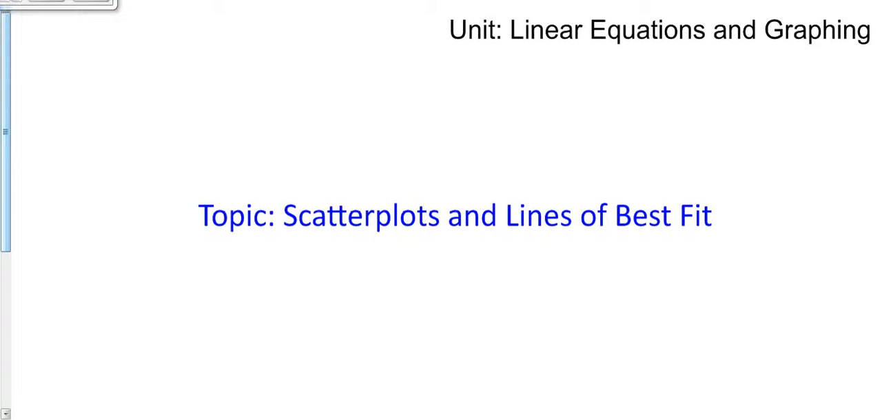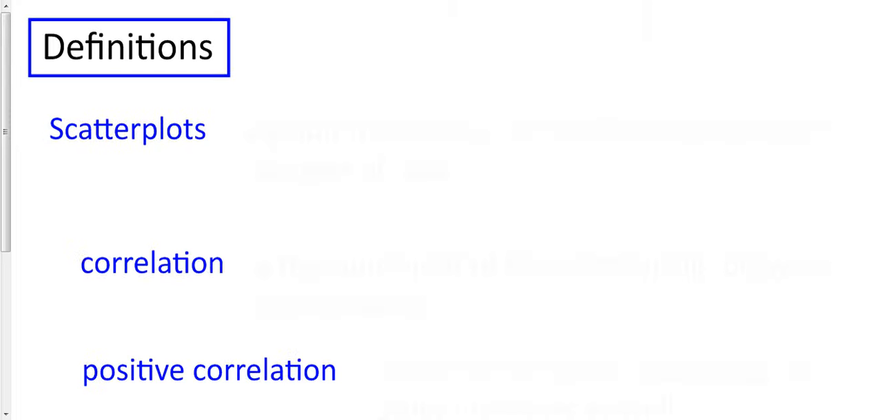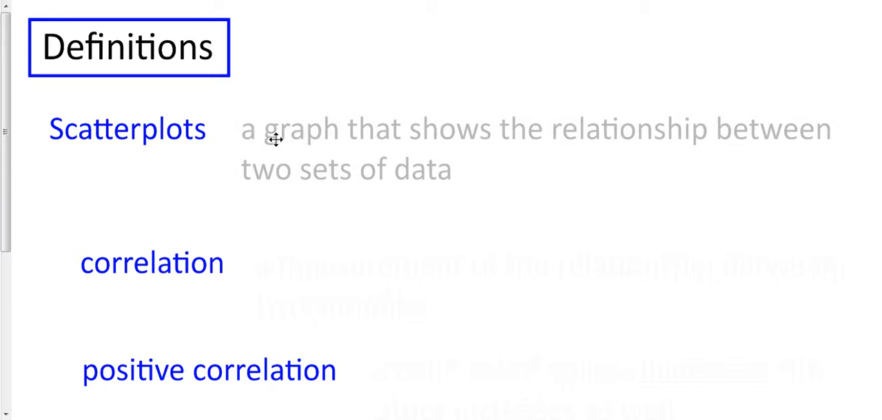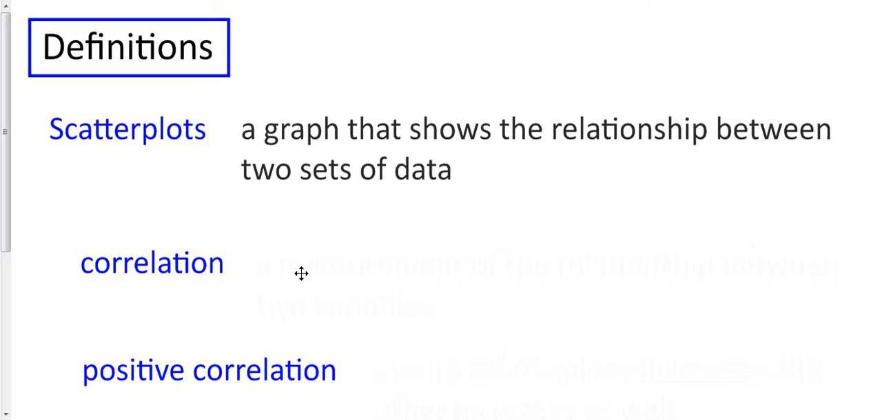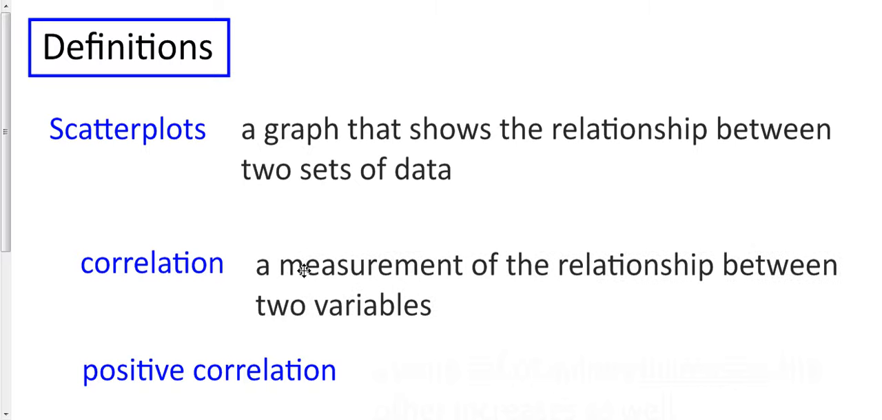In this video, we'll look at scatter plots and lines of best fit. So first, some definitions. A scatter plot is a graph that shows a relationship between two sets of data, and correlation is a measurement of the relationship between two variables.